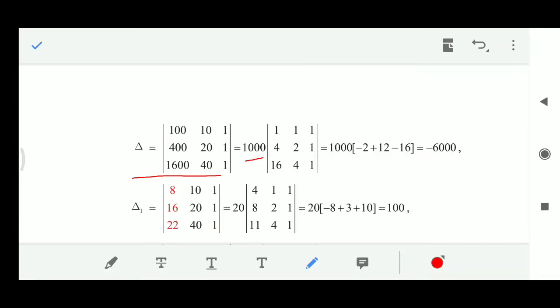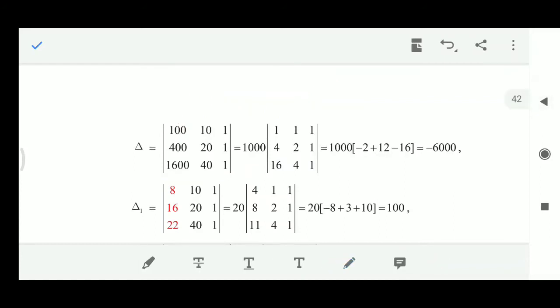The delta is 100, 10, 1, 400, 20, 1, 1600, 40, 1. In this, from the first column I am taking 100 as common, and from the second column I am taking 10 as common. So 100 into 10 gives 1000. So the remaining determinant becomes 1, 1, 1, 4, 2, 1, 16, 4, 1. If you expand this, you will get the answer as minus 6000.